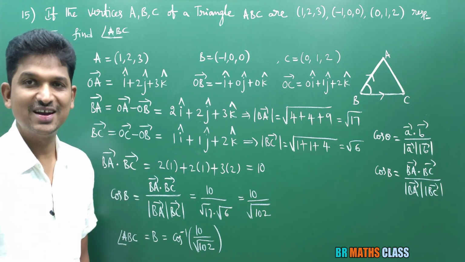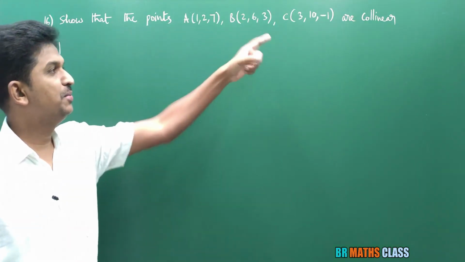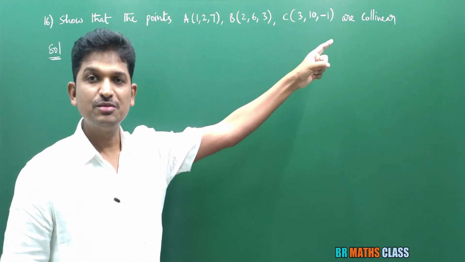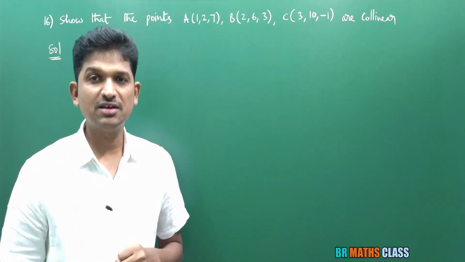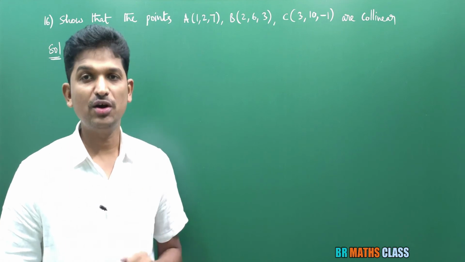I hope you understand this. Show that the points A, B, C are collinear. Collinear points means what? Three or more points are said to be collinear if they lie on the same line.